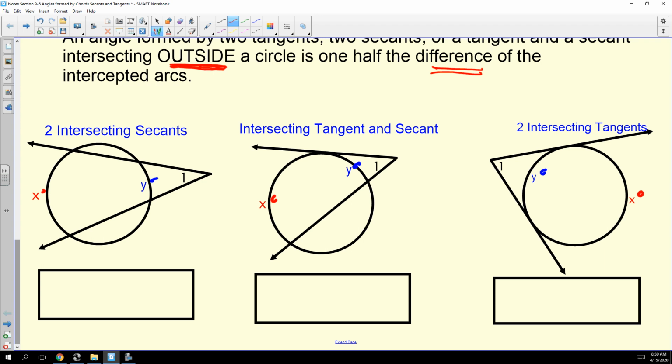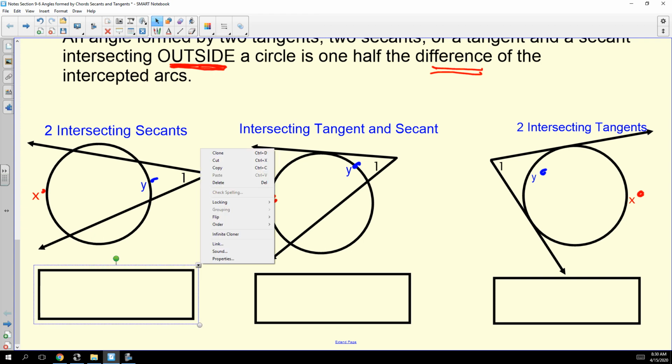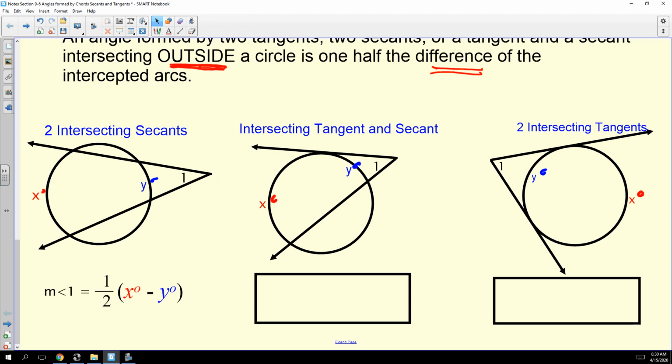So in the first scenario, we have an angle 1 formed by two intersecting secants, which is half the difference, x minus y. Again, half the difference of the intercepted arcs. Arc x should be further away from angle 1, and the arc that measures y degrees would be closer, and it's the larger minus the smaller. And when you have an angle formed by a tangent and a secant that lies outside the circle, then the measure of angle 1 is half the measure of arc x minus the measure of arc y.